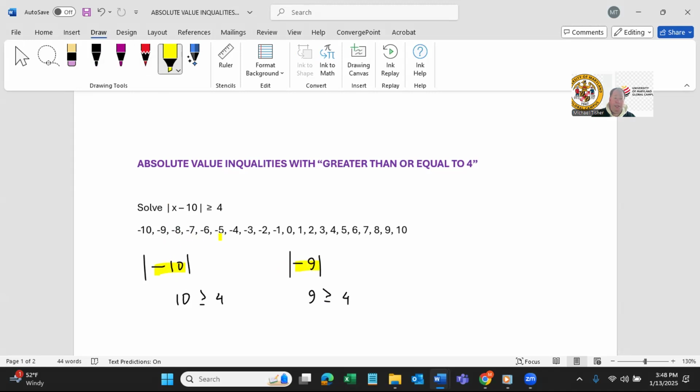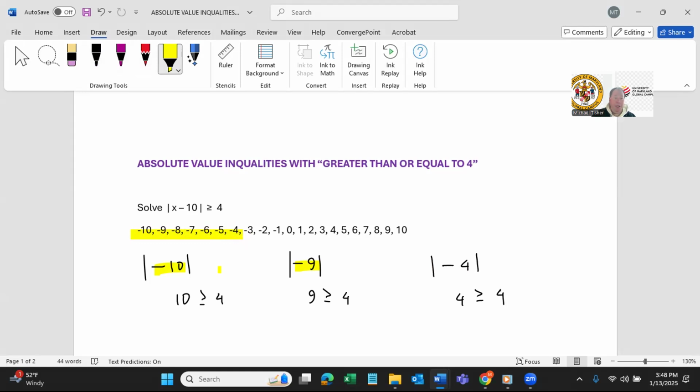Negative 7, negative 6, negative 5. How about negative 4? Let's try that one. Absolute value of negative 4 is 4. And is 4 greater than or equal to 4? It certainly is. And so negative 4 will work. So actually, negative 10, negative 9, negative 8, negative 7, negative 6, negative 5, and negative 4 are all such that the absolute value of each of those numbers is indeed greater than or equal to 4.